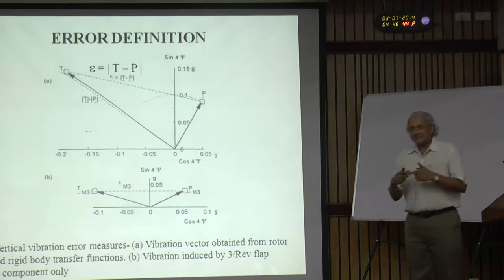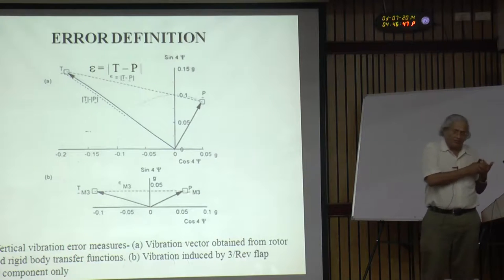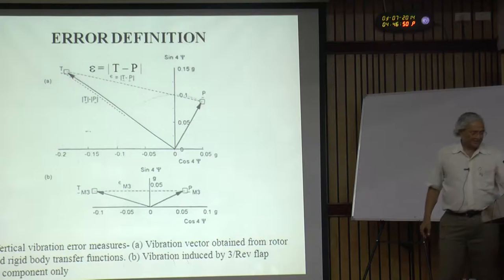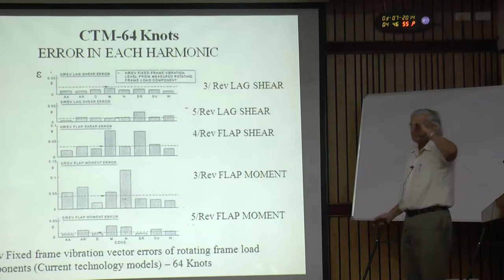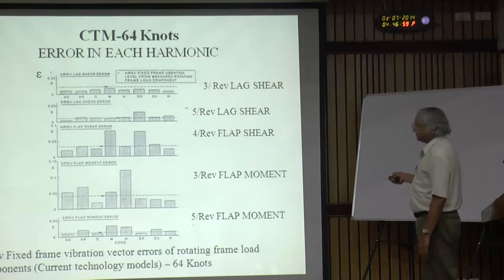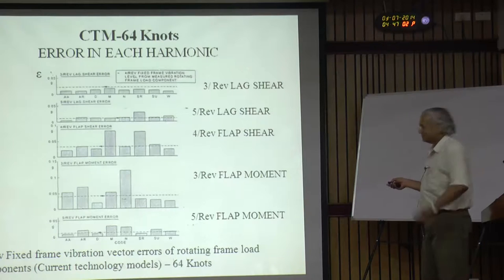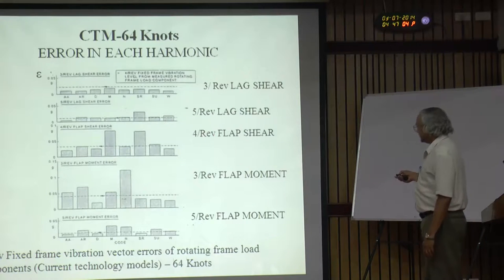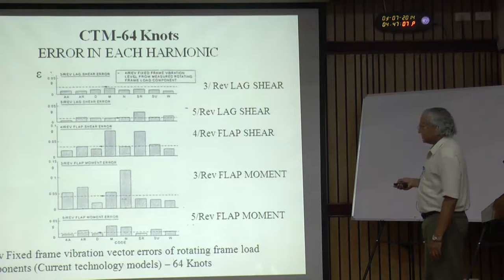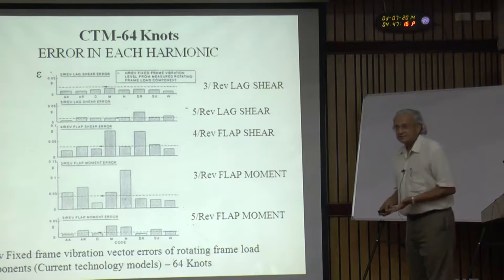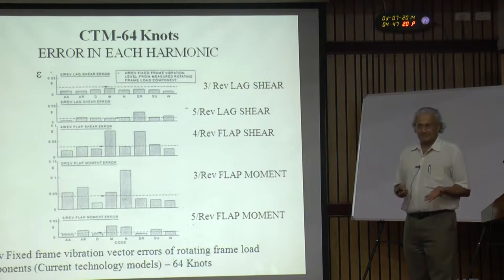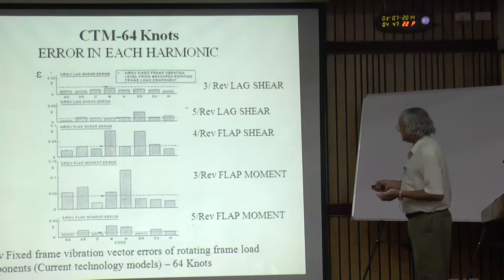So what they did was, they did the error calculation in all the vibratory loads of the helicopter and plotted whatever measured data was there, 3 per rev, 5 per rev means 5 times the rotor RPM, 3 times the rotor RPM, 4 times like that. These boxes are all the errors. This dashed line is the actual measured. So the error is of the order of the measurement. And sometimes the error is much higher than the measured value itself in some of the cases.